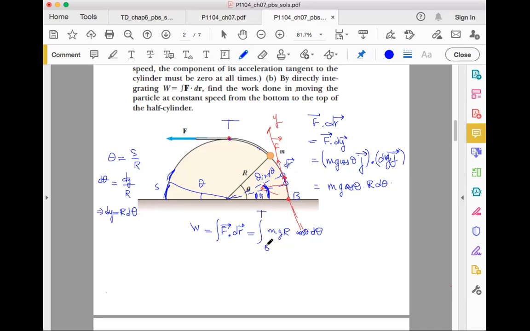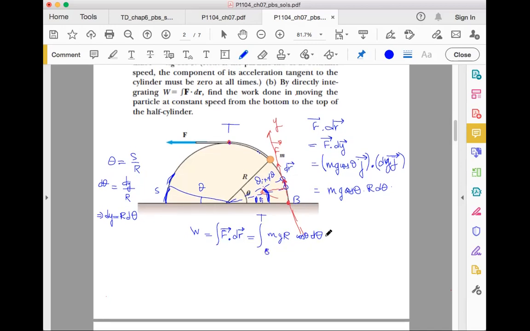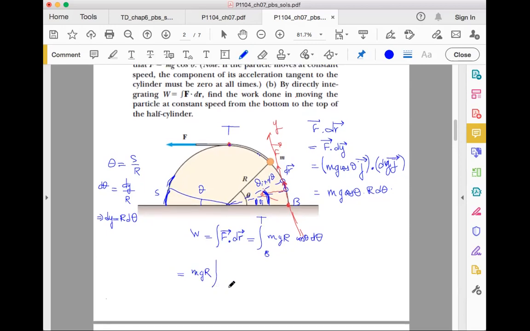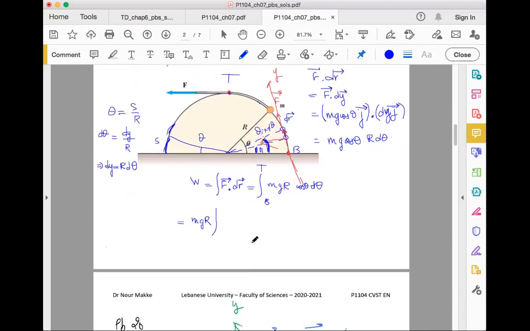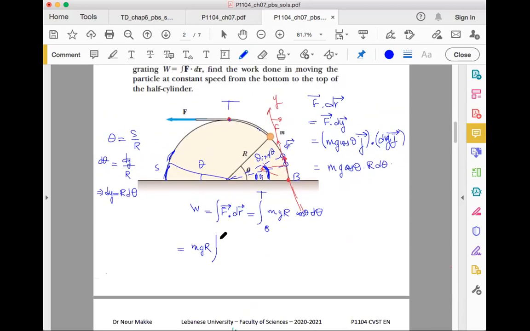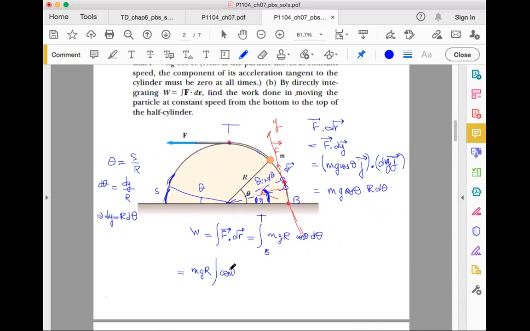Now, what are the characteristics of these two points? m, g, and R are all constants, so we take them out of the integral. We have here cosine theta times d theta. At the point B, theta is equal to 0, because this line would be just at the horizontal surface. And at the top, we have theta equals pi over 2.